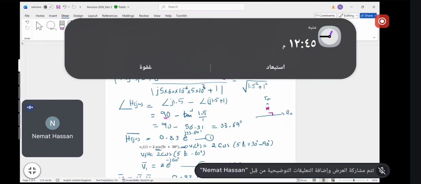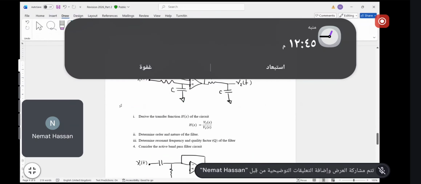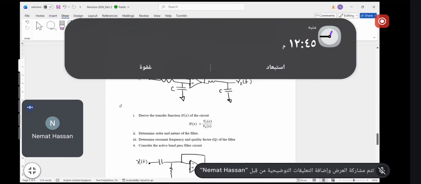Okay, so now let's move on to question 3. To answer your question, this is similar. Here we have an active filter. It says consider the active filter, not band pass, this is low pass. The active low pass filter circuit here. Can you derive the transfer function of this circuit?